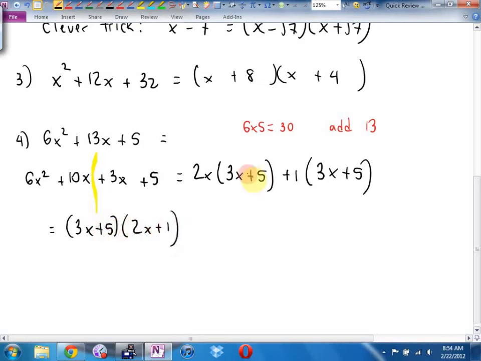What you're really doing is you are now factoring out this monstrous GCF. There is a 3x plus 5 in both terms. Pull it out, what's left behind? That plus that.